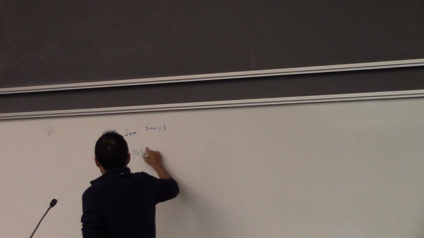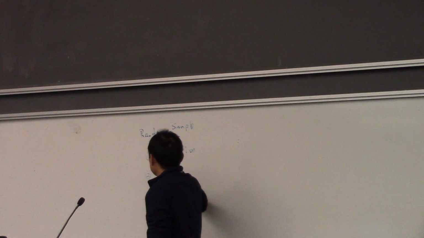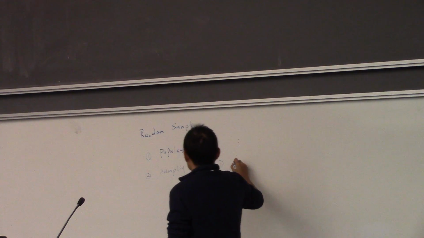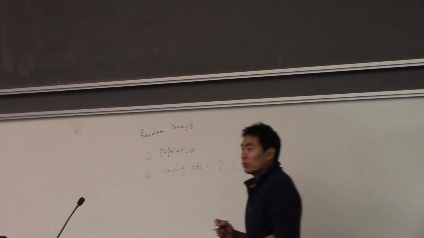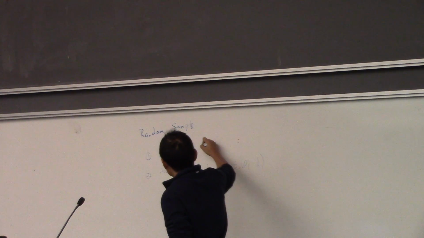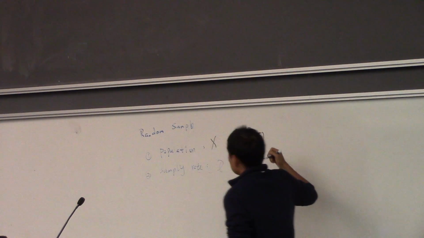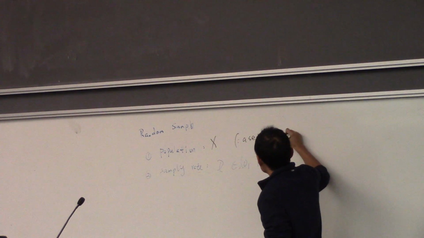So random sample means the following. First of all, you need to specify what your population is. This is the one thing you need to specify. Secondly, what's your sampling rate? Typically, that's from 0 to 1. And what that says is, any population, let's say this is X, is a set. Right? This is the set. And you also need to define the attribute of interest, right?